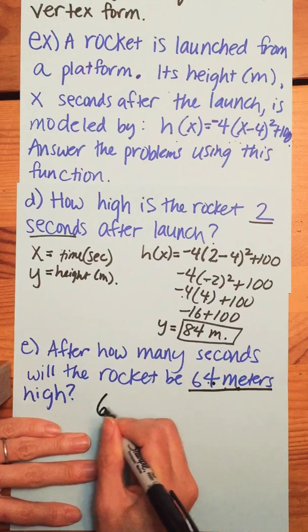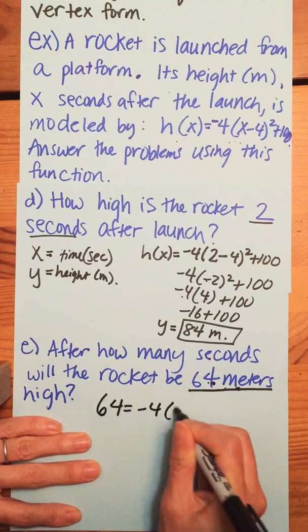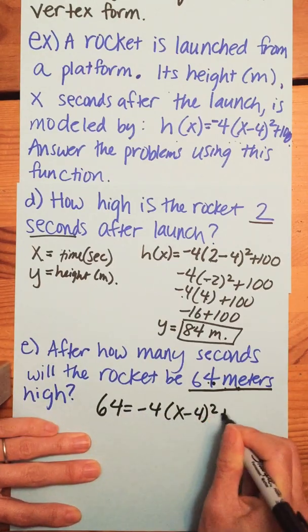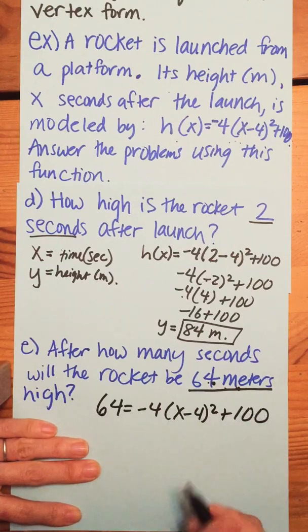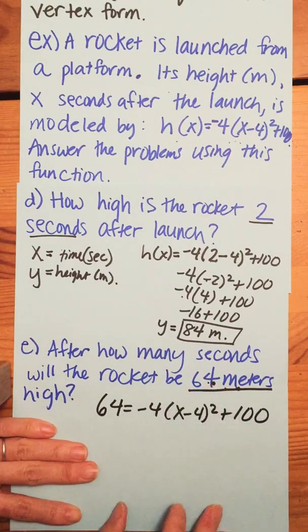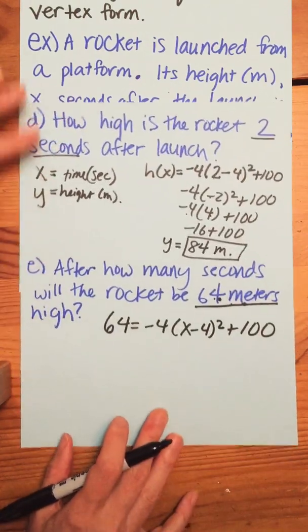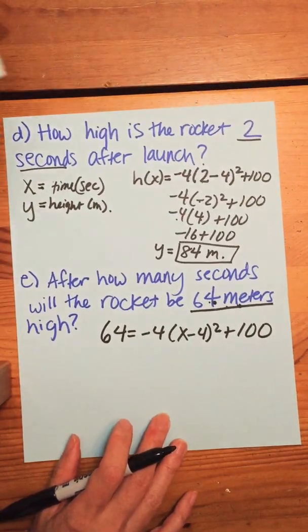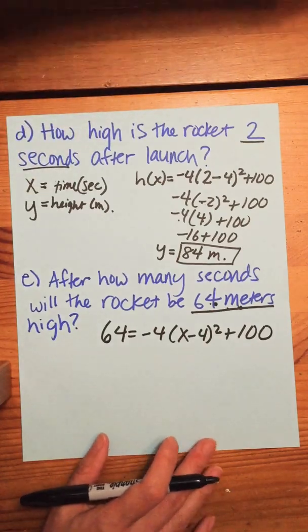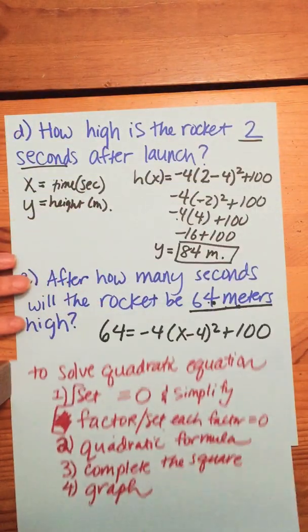So that means that 64 equals -4 times quantity x minus 4 squared plus 100. And then we're just going to solve for x, and that's going to be the number of seconds to hit that height. All right, so to solve a quadratic equation, in the previous video we talked about the fact that there's 4 ways to do that.